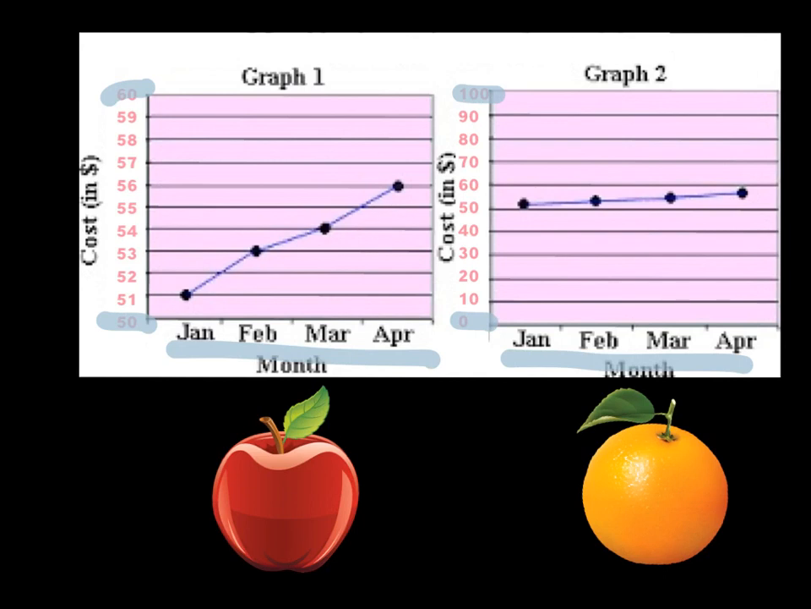So as you can see, the way a graph is made can make a big difference on how it looks, even if the data is very similar. Let's look at one more example.